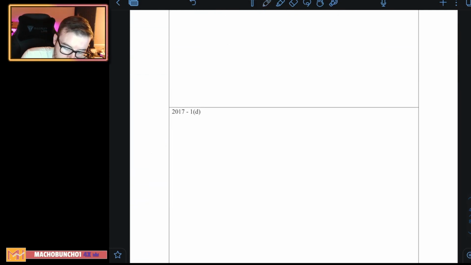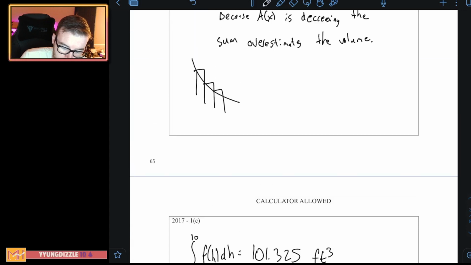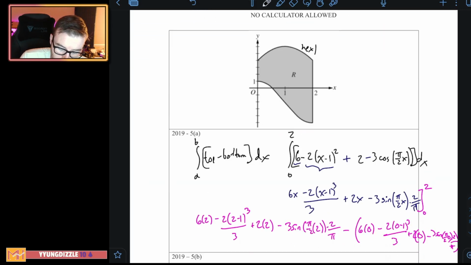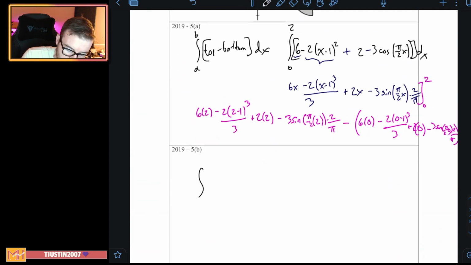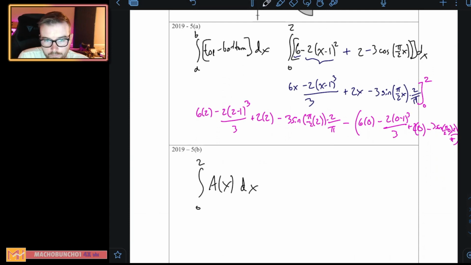We're going to integrate the area of the cross sections along our region. The region begins at 0 and ends at 2, and you are integrating that area with respect to x from 0 to 2. Now, we do need to actually do this math, right? If it were a calculator question, I would just plug that in and call it a day. But we're going to have to actually integrate.